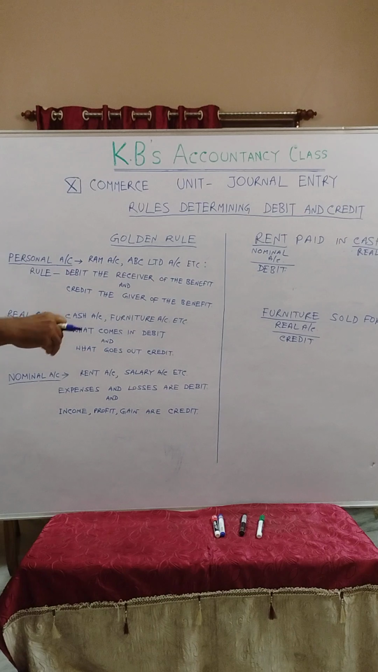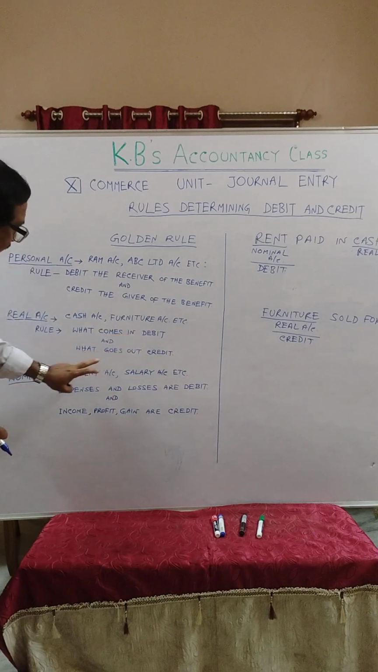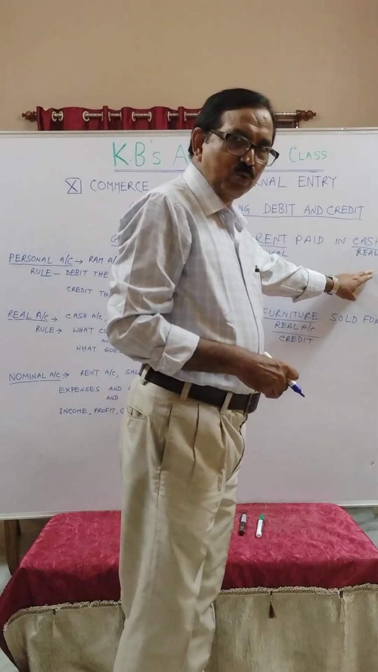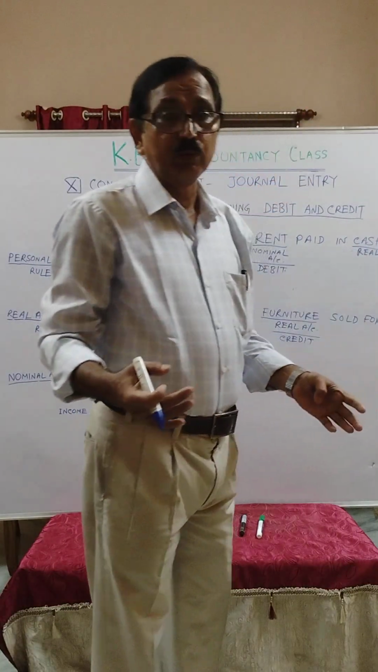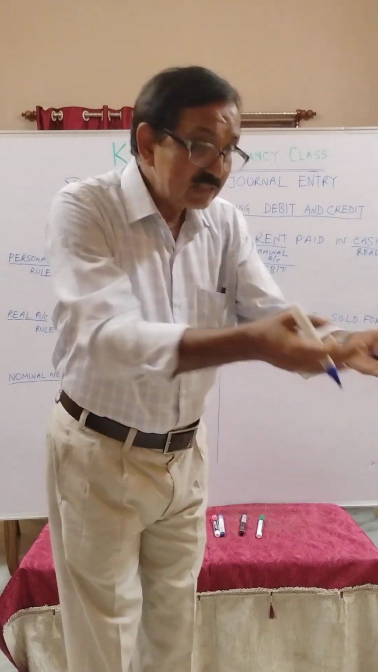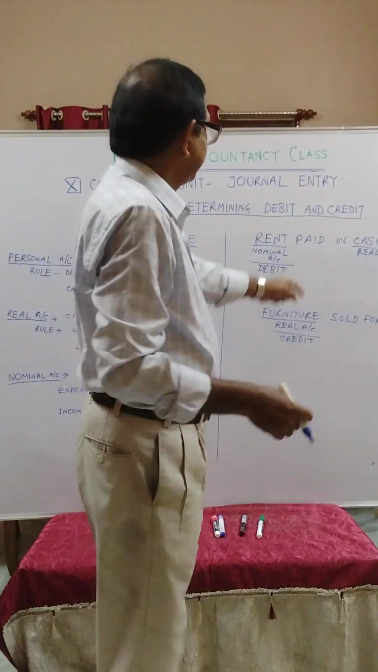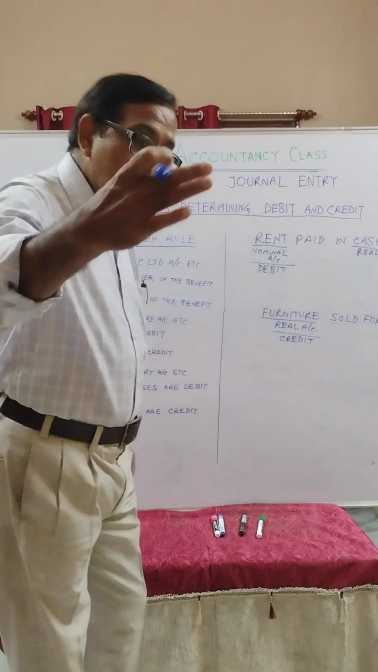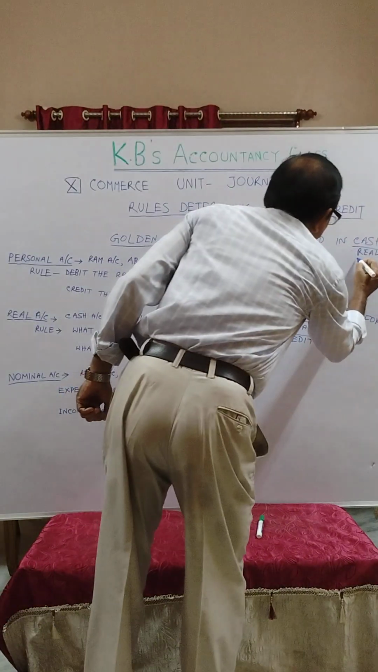Cash is a real account. We shall apply the rule of real account: what comes in debit and what goes out credit. Cash is an asset. If it is a real account, we shall ask whether it is coming in or going out. Here cash is going out. So in case of real account, what goes out is credit. So it is credit.